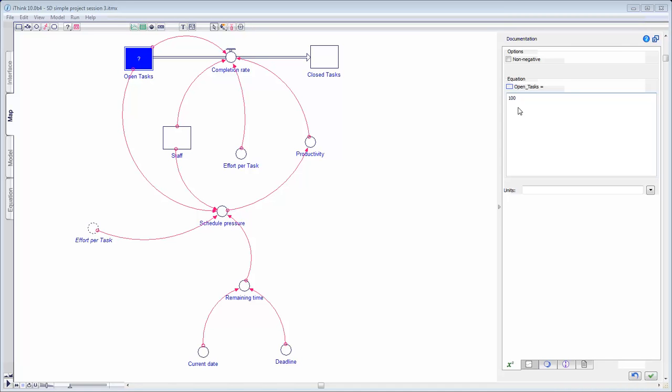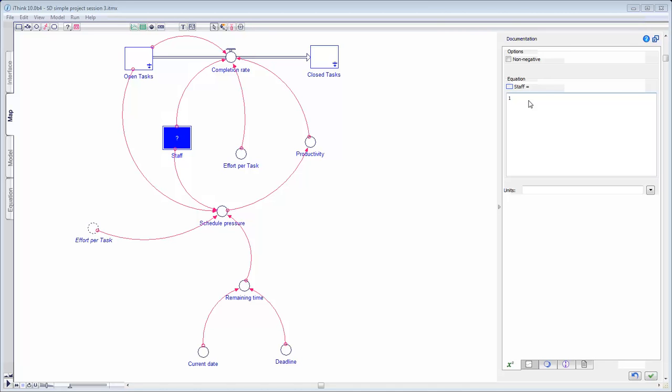Let's move on to the closed tasks. We select the stock and type 0 in the equations box. This simply means that we assume that no tasks have been completed at the beginning of the project. We also assume that we have only one employee working on these tasks. So we click on Staff and type 1 into the equations box. Please note that the question marks disappear every time we add an equation to a model element. Still, we have a number of question marks in the model, so let's continue to fill in the missing parameters.